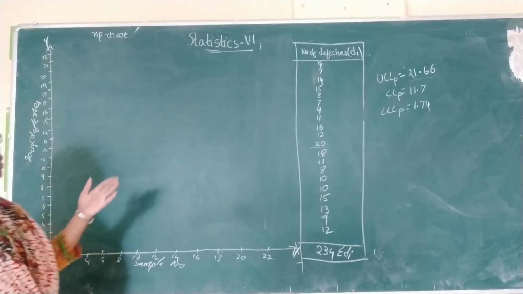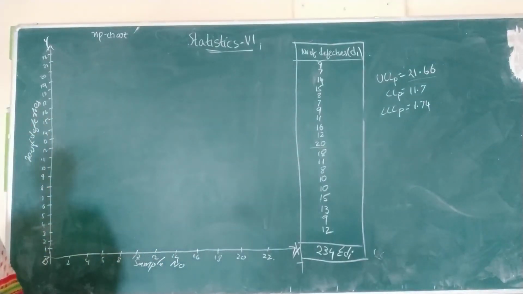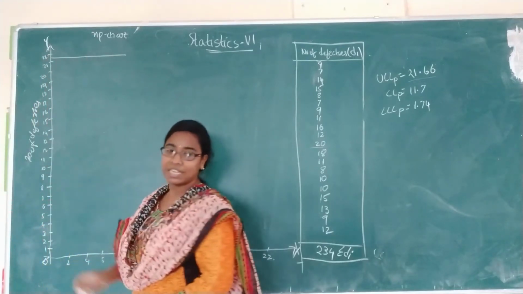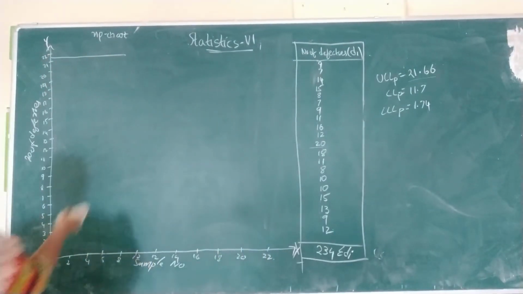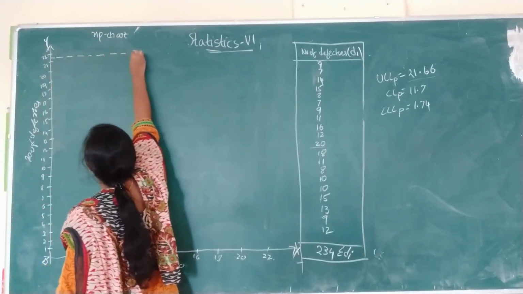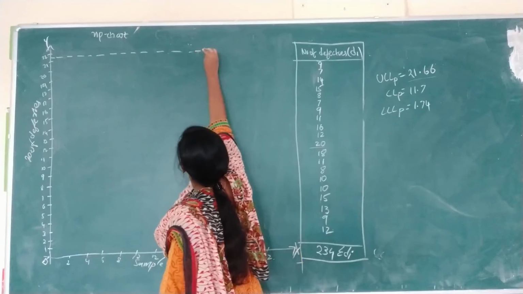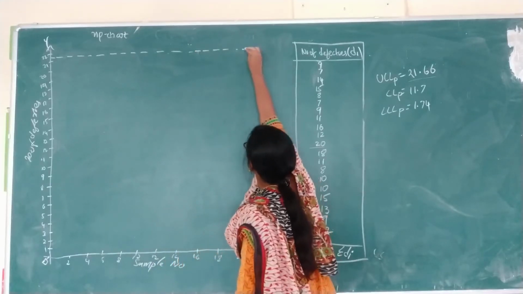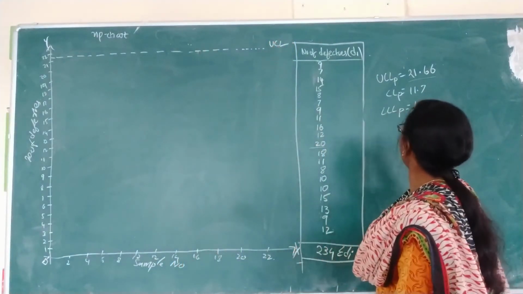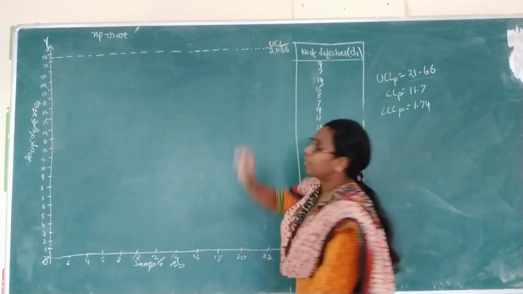So first plot the UCL value. What is the UCL? 21.66. So 21.66 is here. Sorry, UCL is a dotted line, right? So draw the dotted line. So this is the required UCL. What is the UCL value? 21.66. So write down here 21.66. So we got the UCL value.